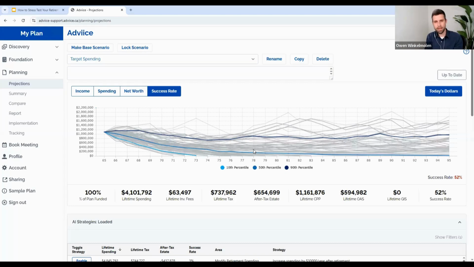But yeah, for the 10th percentile, 50th, 90th, it's definitely something that we can add. So yeah, we'll take that back to the team. We'll see if we can do something there.